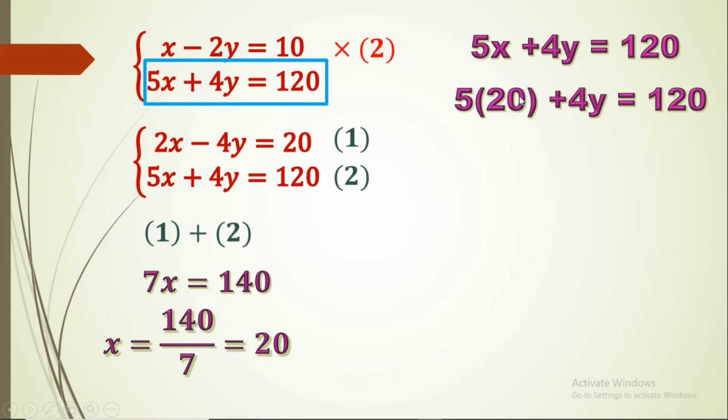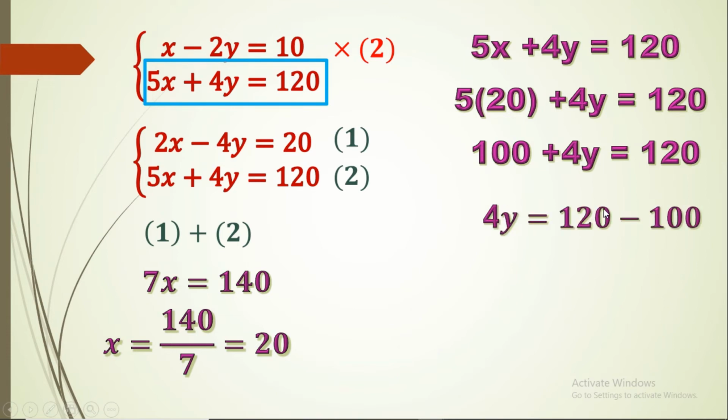So 5x plus 4y equals 120. 5 into x, which is 20, plus 4y equals 120. Now 5 times 20 is 100. So 100 plus 4y equals 120. Now we just move 100 to the other side of the equation, plus becomes minus. So 4y will be 120 minus 100, then 4y equals 20. Now we have y equals 20 divided by 4, so y is equal to 5.